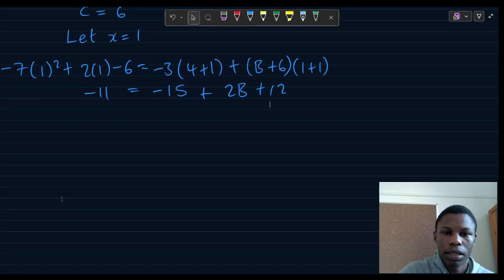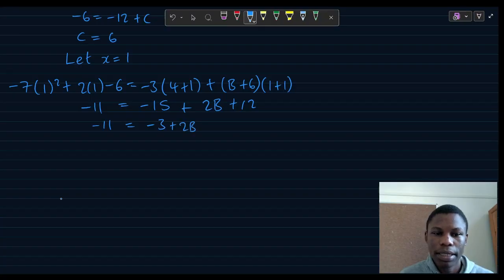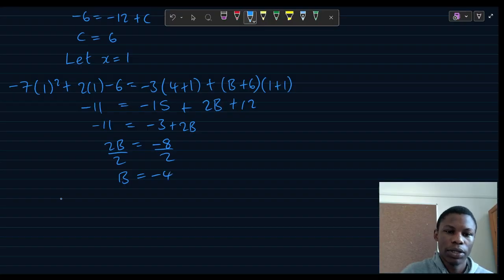Okay. And we can simplify this further. Negative 11 is equal to negative 15 plus 12, that's negative 3 plus 2b. And so we've got 2b is equal to, if you take the negative 3 to the other side, that's negative 11 plus 3, which is negative 8. Divide both sides by 2. You get that b is negative 4.